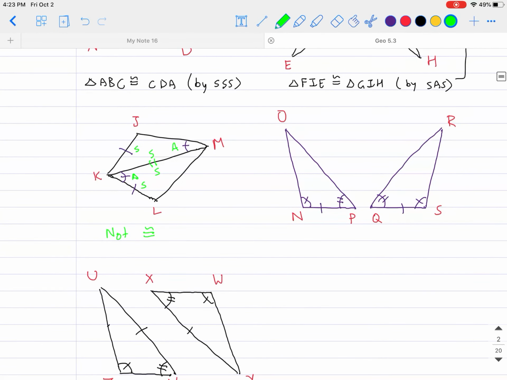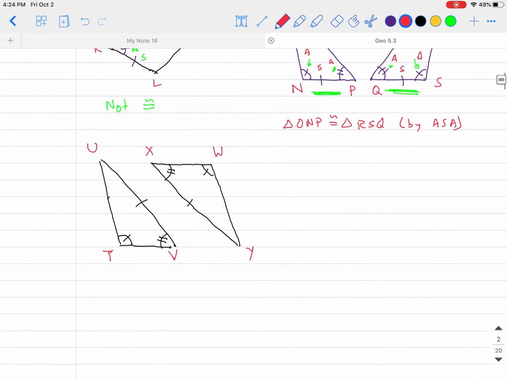All right, and then the other example over here, looking at what we have, you can see that we have this angle right here, N, is congruent to this angle S over here. We have NP is congruent to QS right here. And then finally, this angle is congruent to this angle. So if I were to write it just like I did in the previous problem, we have an angle, side, angle, right? Because they're all consecutive and next to each other. Over here, we have angle, side, angle. So yes, these two triangles are going to be congruent to each other. ONP, the triangle, is congruent to triangle RSQ. Okay, and the reason for that is by ASA.